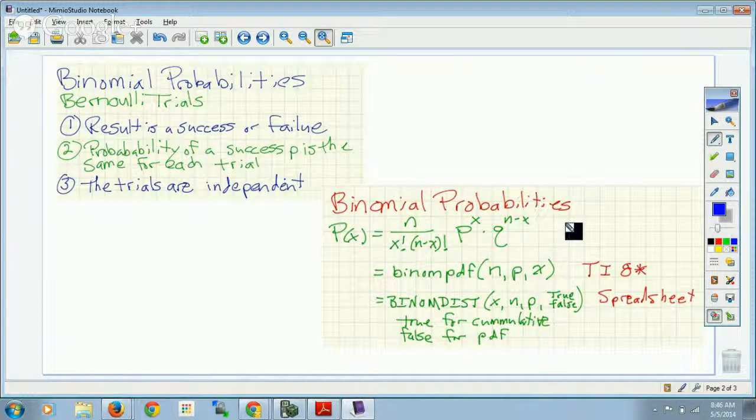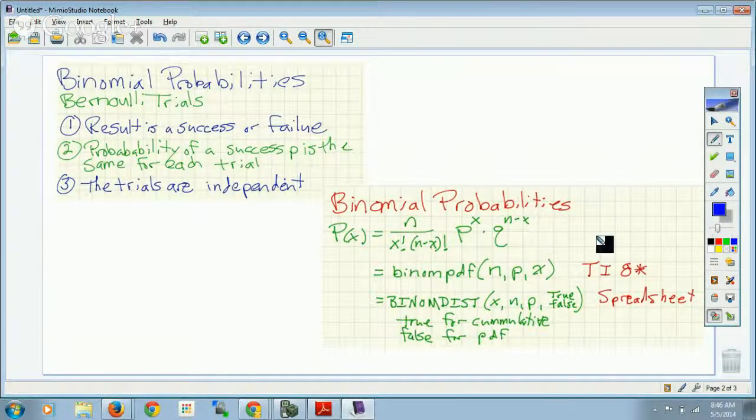Calculation of any probability for an individual measurement in a binomial distribution is this formula right here, by hand. On the TI 80-somethings, 82s, 83s, 84s, maybe even other 80s, it's the number of trials, n, p is the probability of a success, x is the particular number we're trying to find, and that is binomial PDF. There's also a binomial CDF, which gives you a left-hand tail.